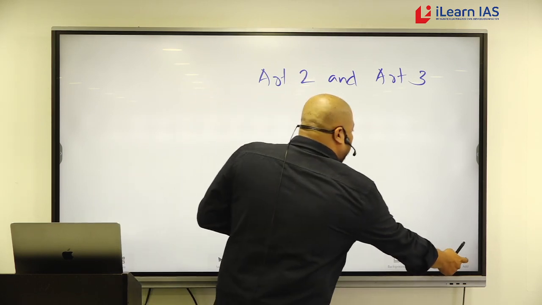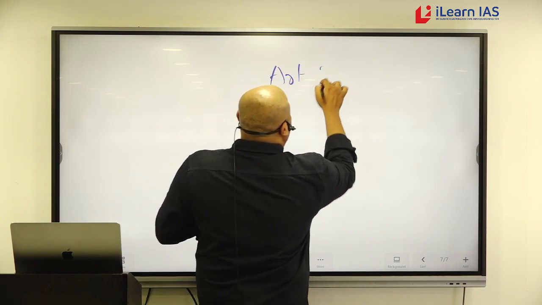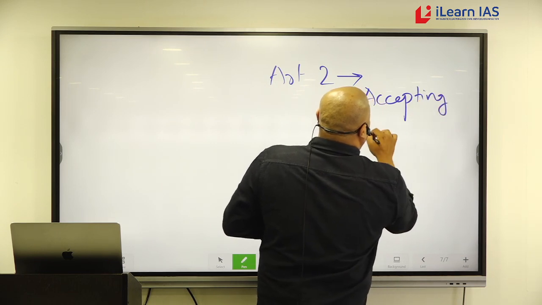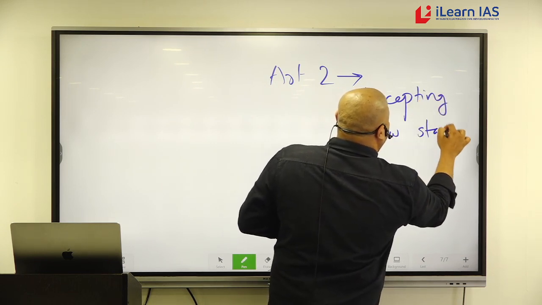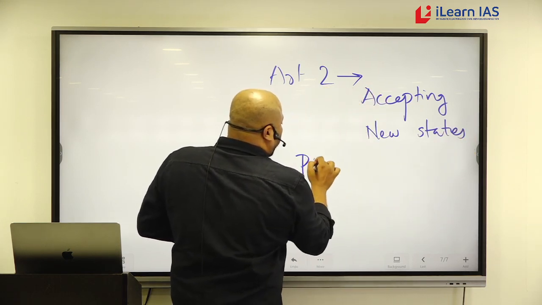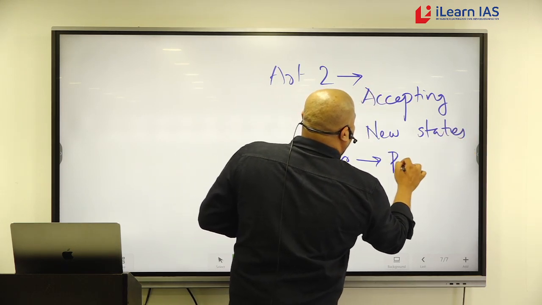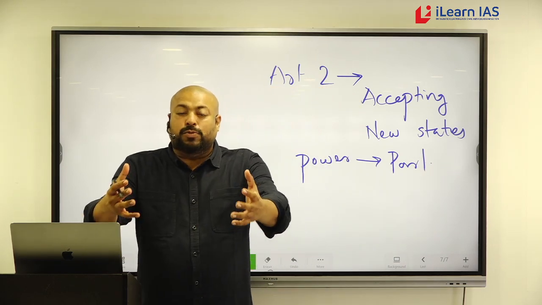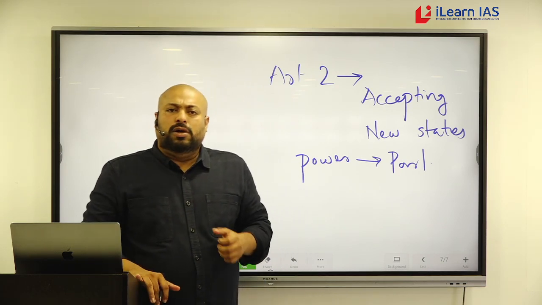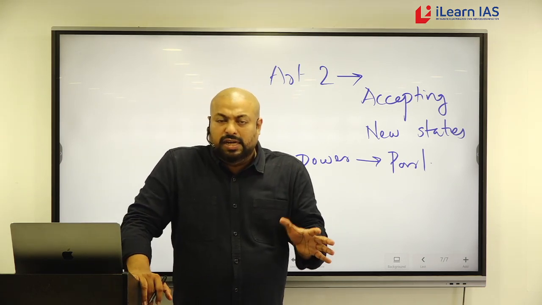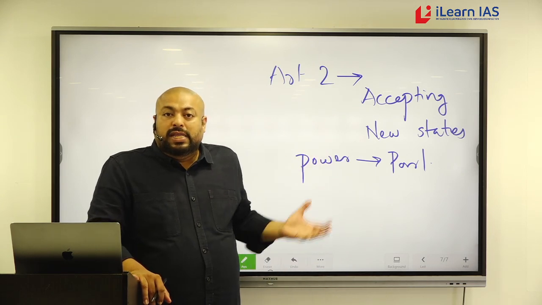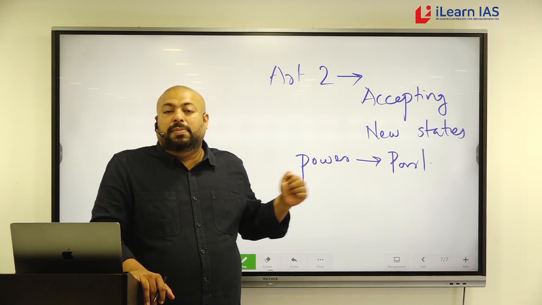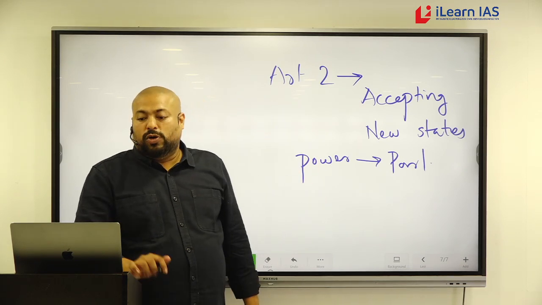So Article 2 talks about accepting new states into the Indian Union. And the power for doing this lies with whom? Lies with Parliament. So Parliament can make a law and accept new states into the Indian Union. Now, there is no need to consult the existing states with respect to accepting new states. That power lies alone with whom? Alone with the central legislative entity, that is the Parliament. So that is what Article 2 is talking about.